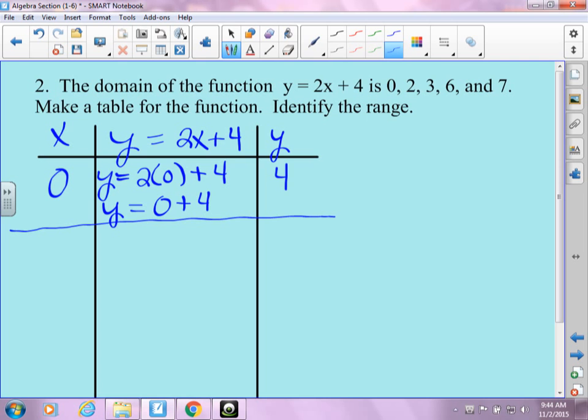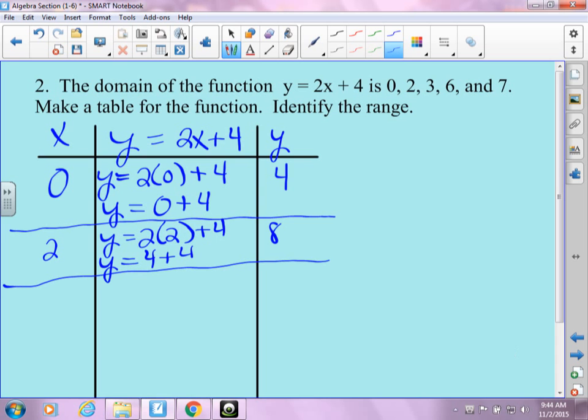Now I'm going to plug in 2. y equals 2 times 2 is 4, plus 4, and I get 8. Now you're just going ahead and plugging numbers in.